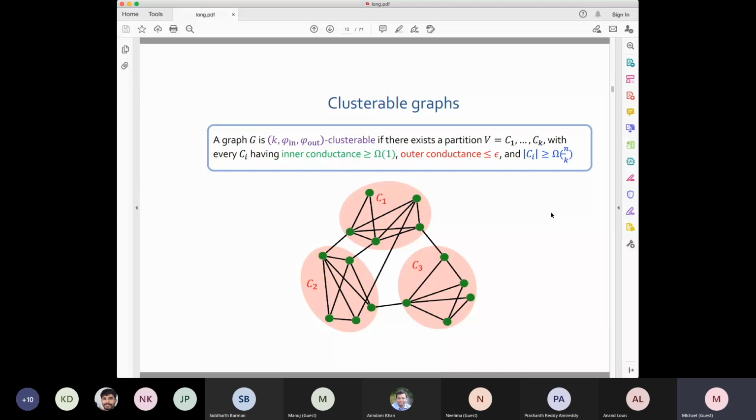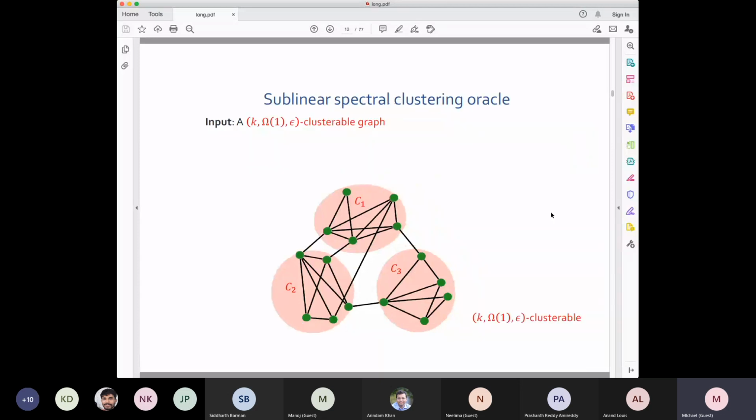Good. So just to avoid complicated notation, in what follows, I will focus on graphs that are k, omega 1, epsilon clusterable. So basically, what is called phi in, I will just set to some absolute constant, and for the outer conductance, I will have a parameter epsilon, which is small. So you should think of epsilon as smaller than a constant.